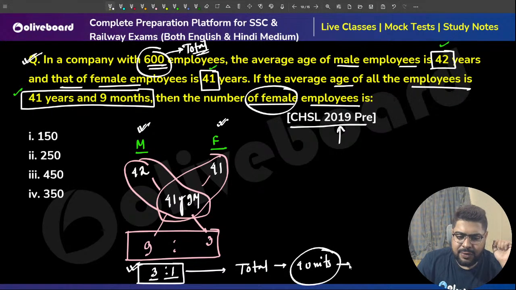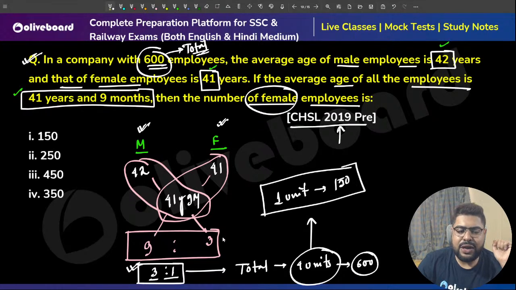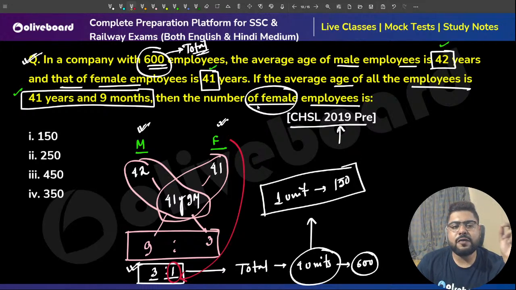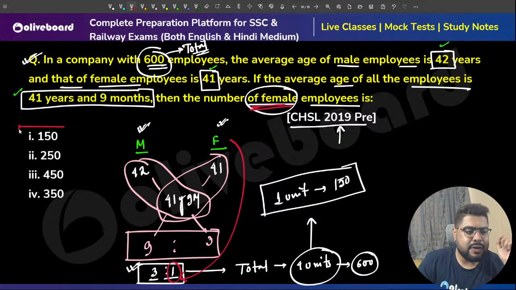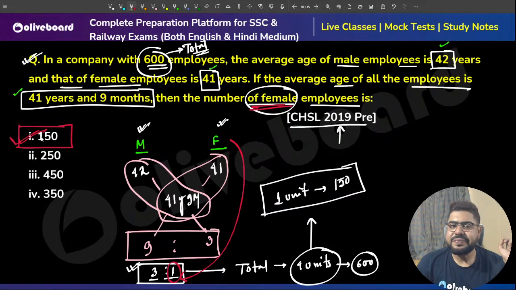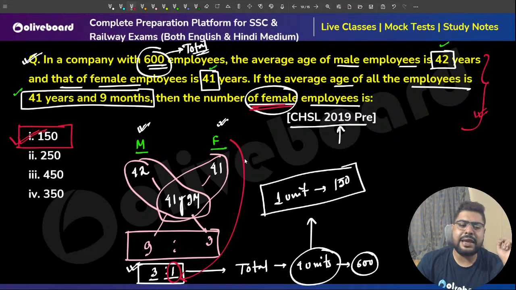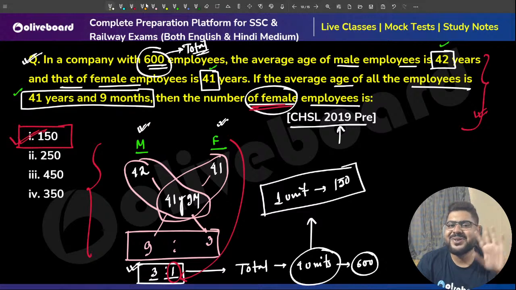That means these 4 units are equal to 600. So from there, sir, can I say 1 unit will be equal to 150. And 1 unit was nothing but the number of female employees. So the number of female employees that they are asking is 150. Option number 1, sir. Again, the tricky thing is to identify that this can be solved using allegation. Once I say this can be done using allegation, I'm quite sure most of you can do this part.